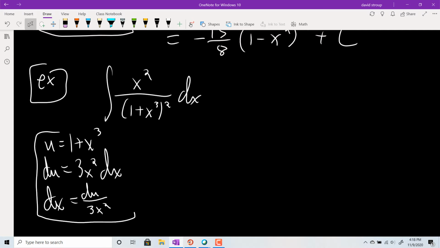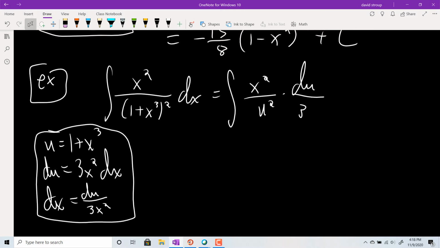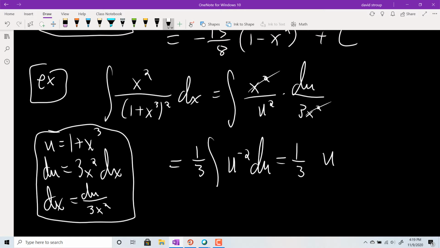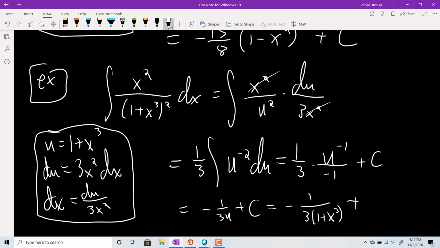And then sub it into your integral. So this will be the integral of x squared all over u squared times dx, which is now du over 3x squared. We can factor out a 1/3. The x squareds will cancel, and you have now u to the negative 2 du. 1/3 u now to the negative 1 divided by negative 1. So negative 1 all over 3 times u plus c. Back subbing, negative 1 all over 3 times 1 plus x cubed, plus c.